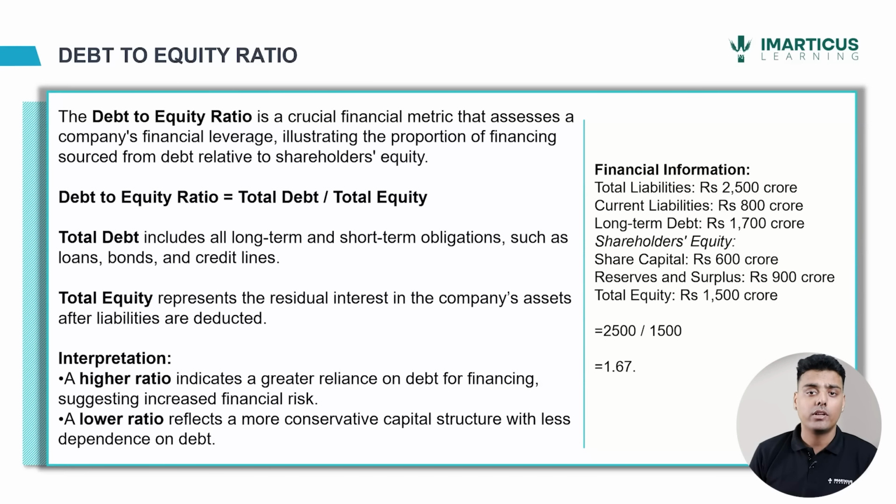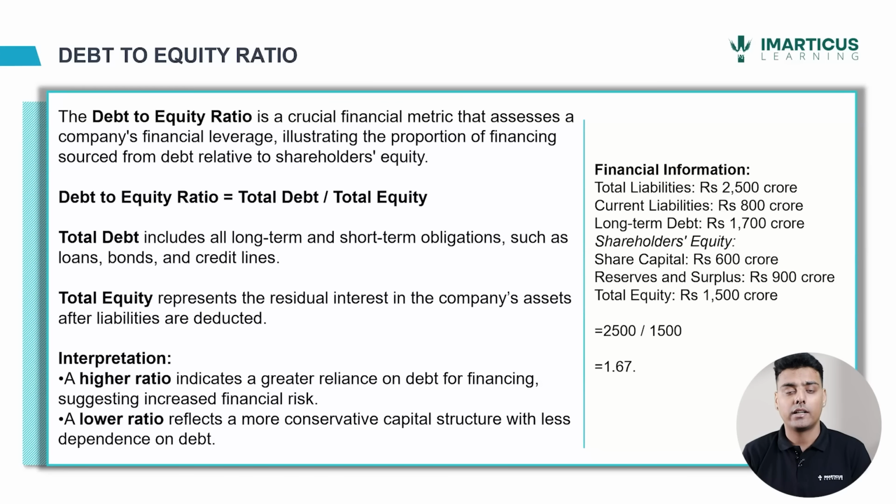It means that for every 1 rupee invested by the owner, 1 rupee and 67 paisa, or for every $1 invested by the owner, $1 and 67 cents have been invested by outsiders. Now, how do I interpret this? A high ratio means that people have confidence in my company. It means that lenders are willing to lend money to my company. A lower ratio means that people do not have confidence and they are not willing to lend money to me.